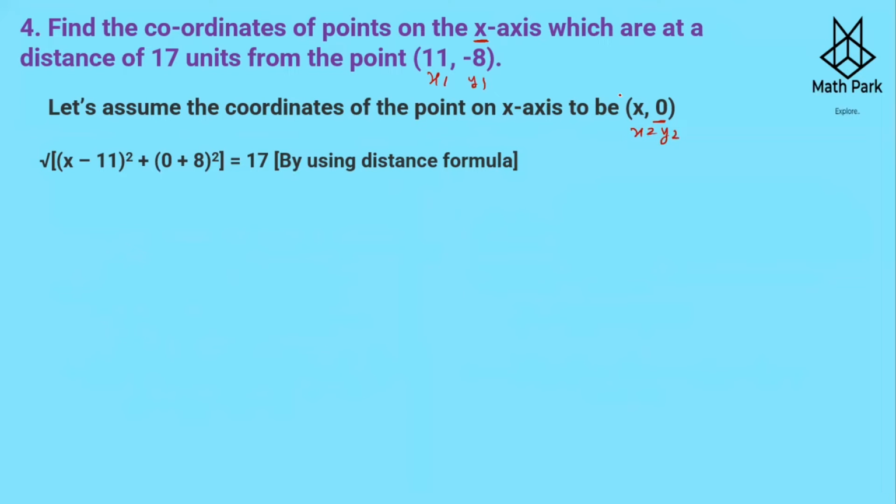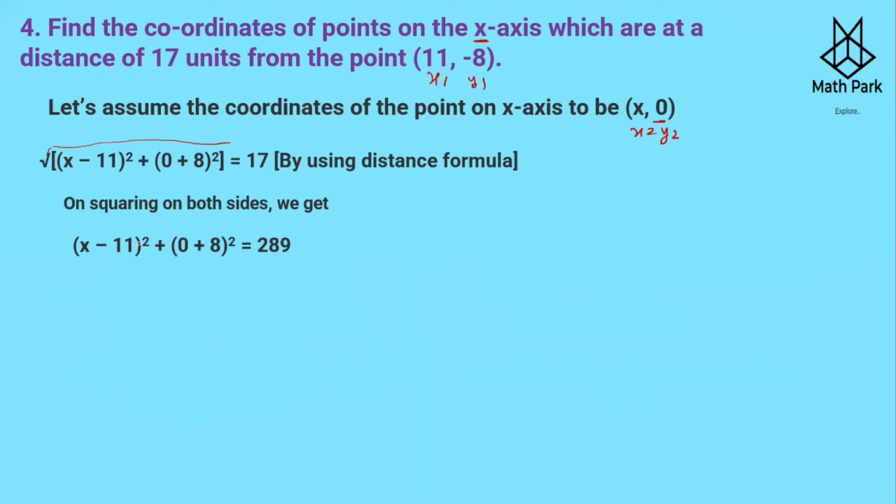So this is how you get (x − 11)² + (0 − (−8))², which becomes (0 + 8)², is equal to the square root of 17. Now this is the square root, so what we do is square both sides. On squaring both sides, we get (x − 11)², and the square root gets removed.